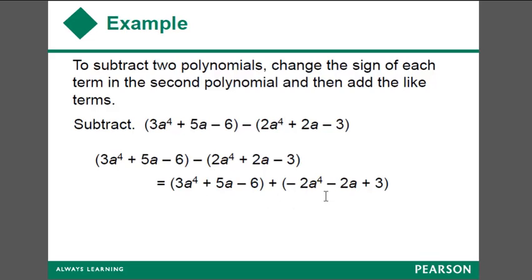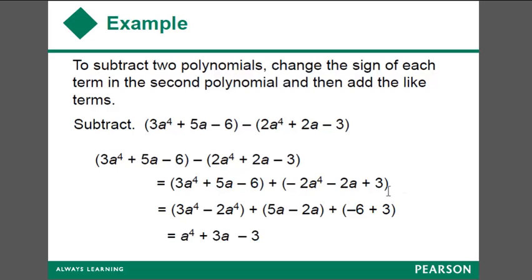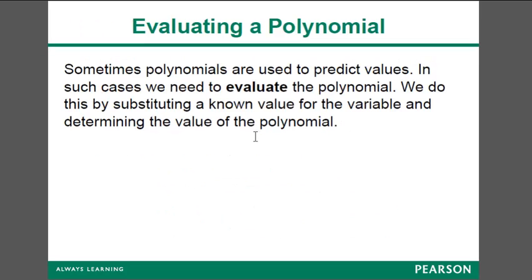Now I can combine like terms just like I have been. I'm going to say 3a to the fourth minus 2a to the fourth, 5a minus 2a, and a -6 plus 3. 3a to the fourth minus 2a to the fourth will leave me with a to the fourth. 5a minus 2a will leave me with 3a, and a -6 plus 3 leaves me with a -3. So one thing that we must remember is that when we subtract polynomials, if there are parentheses already involved, we must distribute our negative sign.